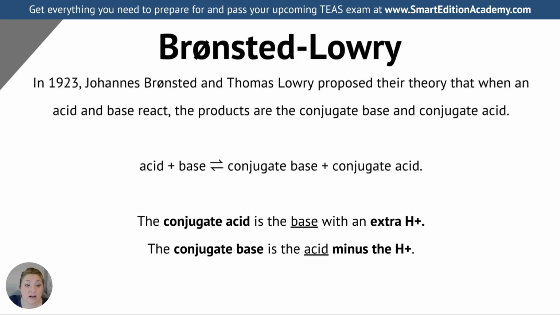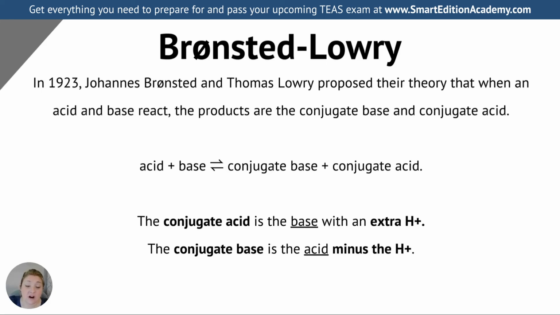Now, Bronsted-Lowry got a little bit more complicated. In 1923, Johannes Bronsted and Thomas Lowry proposed their theory about how acids and bases react with each other. So this is not acids or bases in water. This is neutralization, acids and bases with each other. The products of a neutralization are the conjugate base and the conjugate acid. What does that mean? An acid plus a base are going to make a conjugate base and a conjugate acid. The acid turns into the conjugate base, and the base turns into the conjugate acid.